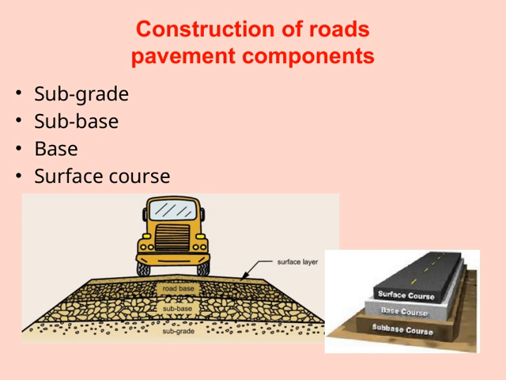Above that is the subbase, a layer of processed material that offers additional stability and drainage. Next comes the base layer, which is typically made up of crushed stone or gravel, providing the main load-bearing capacity of the pavement. Finally, on top, we have the surface course, which is the actual driving surface, often asphalt or concrete, that ensures a smooth, durable ride.